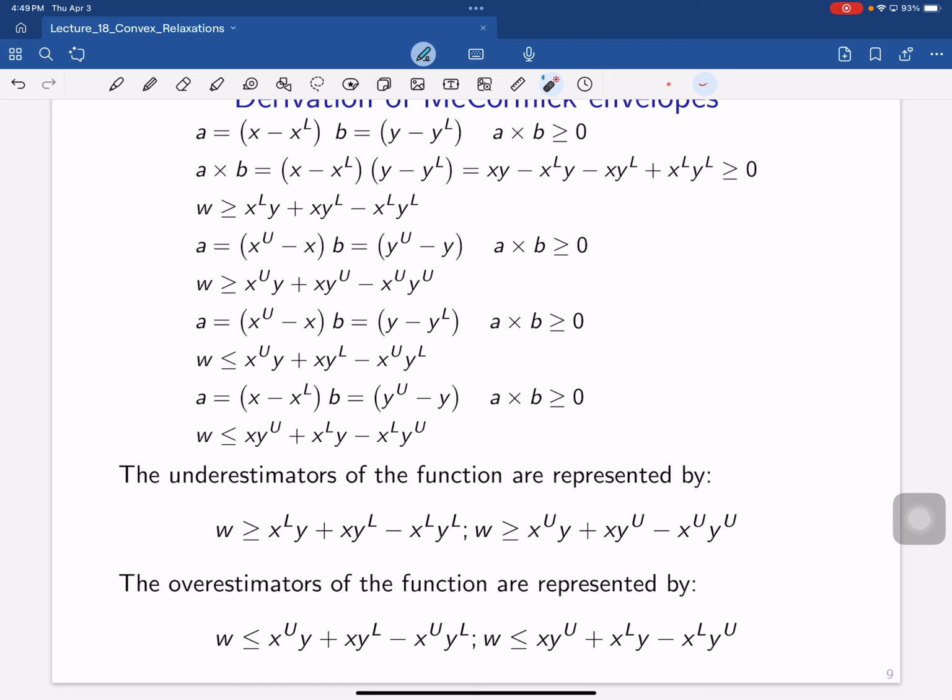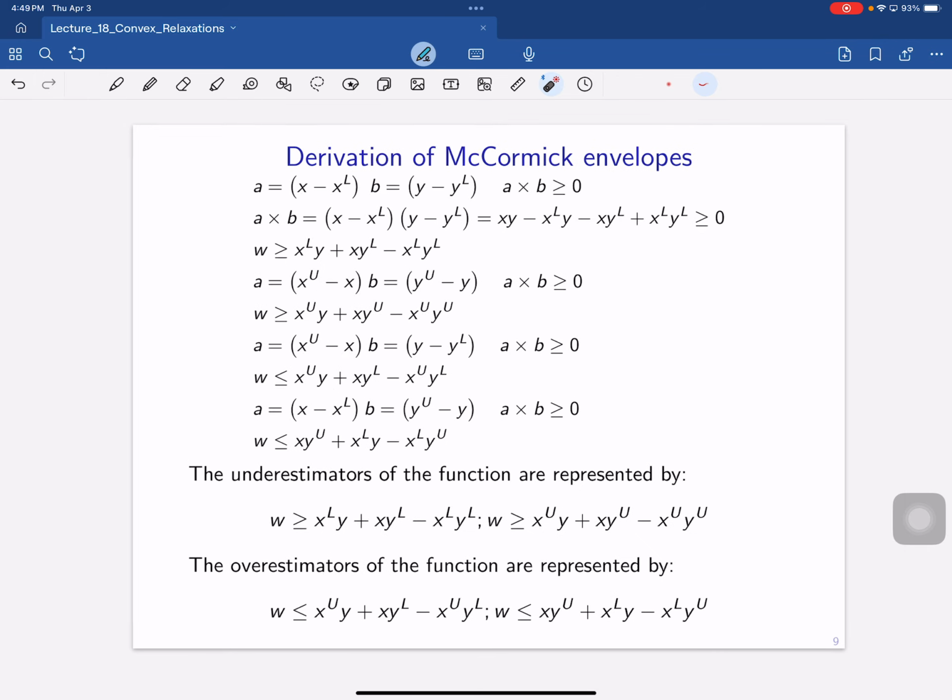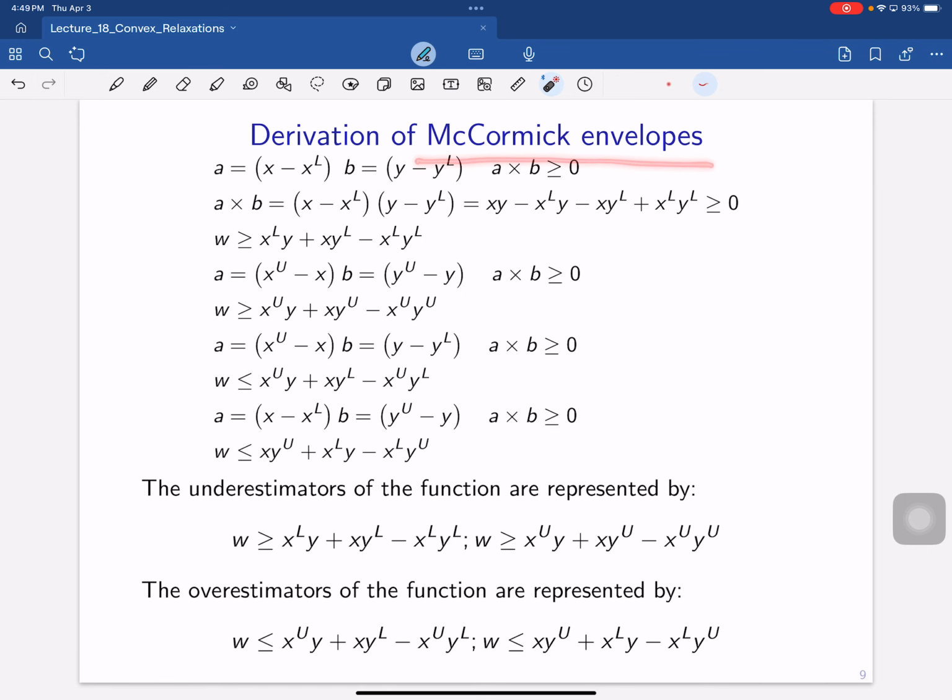So this actually gave you the convex hull of the problem. Okay, very simple derivation. So this is called the McCormick envelope because it is derived by McCormick. Okay, and then McCormick shows that this is the convex hull of the bilinear term, right? When x and y are both bounded. Okay, any questions so far?